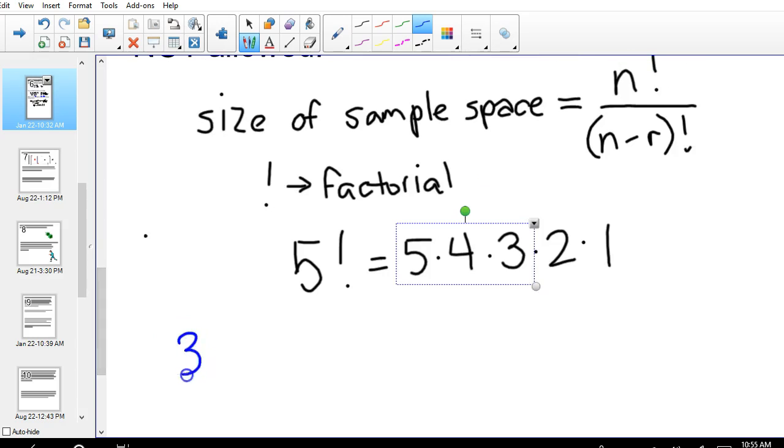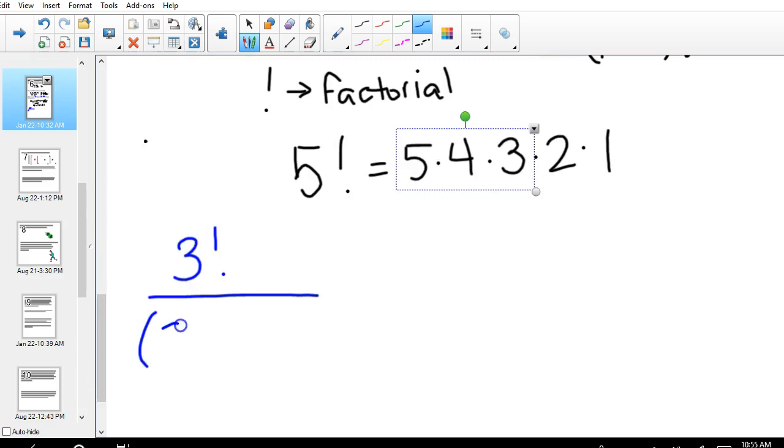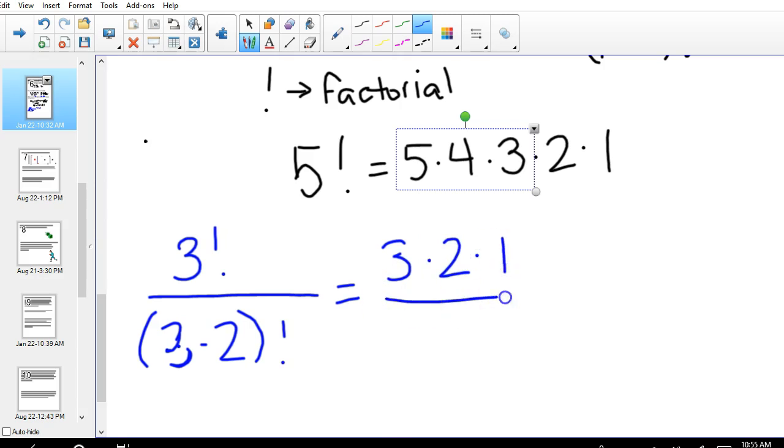3 factorial over 3 minus 2 factorial, which if you think about, instead of using your calculator, it's 3 times 2 times 1 over, and 3 minus 2 is 1, so 1 factorial is just 1, right? And so in this case, the 1's cancel, but it's just the 1, so it doesn't even really matter there. So you end up with 3 times 2, which is 6.